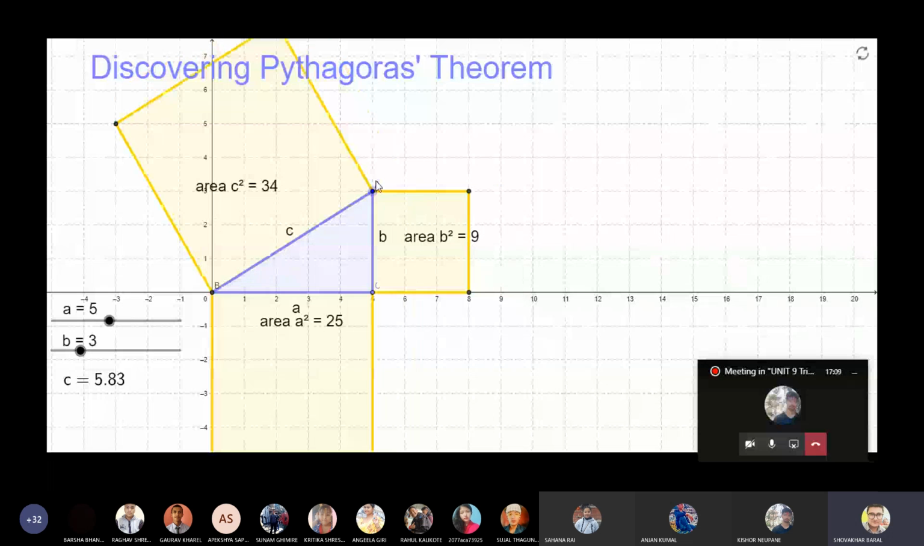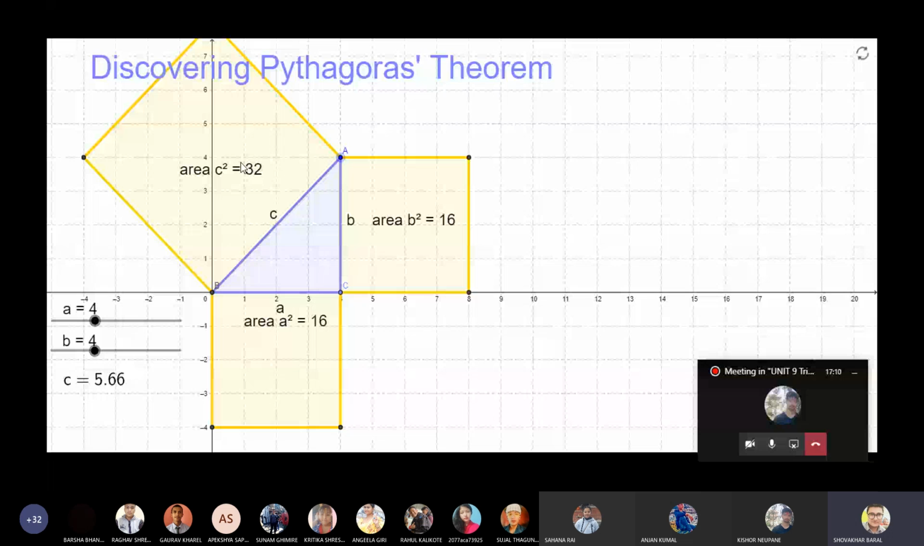So what actually happens is the area of the square on the hypotenuse is equal to the sum of the areas of the squares on the base and perpendicular.